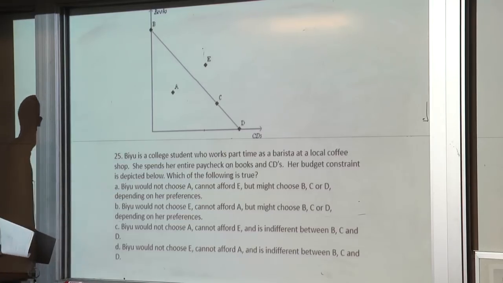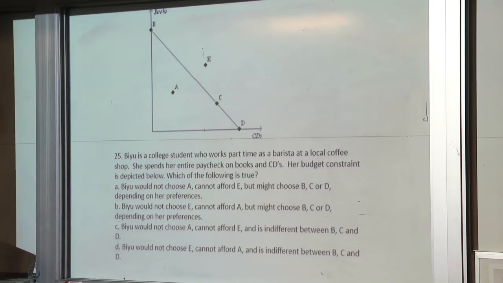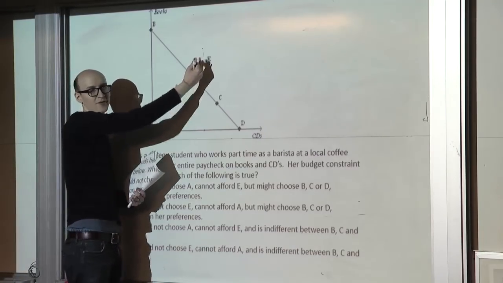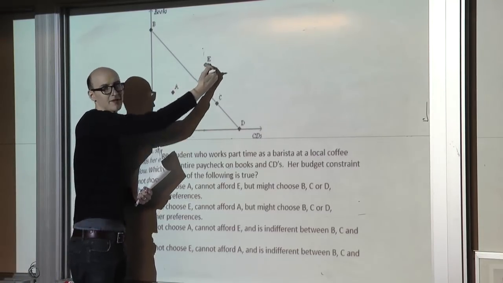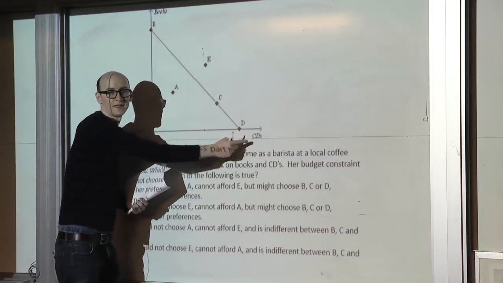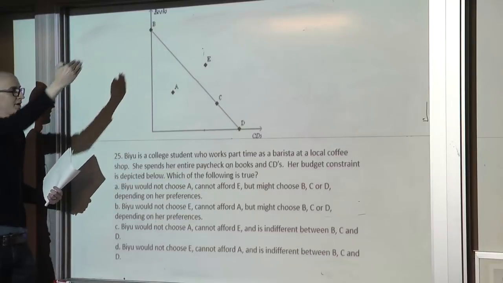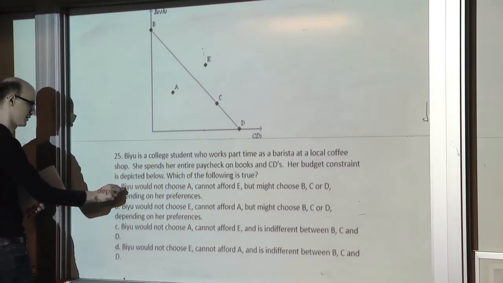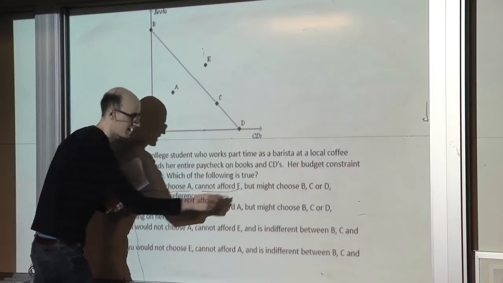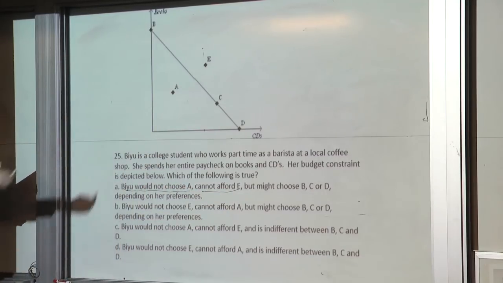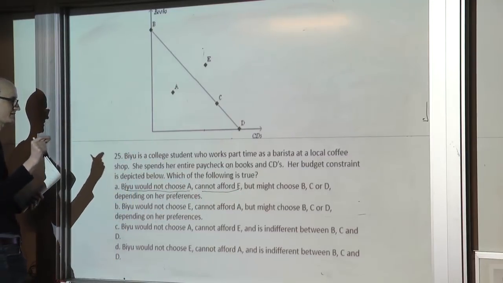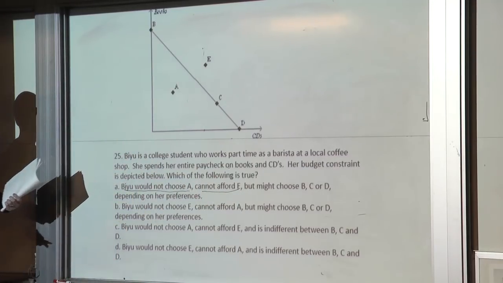So A says Bayou would not choose A, cannot afford E. So how about point E? E is outside of her budget constraint, which means she doesn't have enough income to purchase that many books and CDs, right? So this part's true. She wouldn't choose A. She cannot afford E. And now we just need to know if this part's right. Will she choose between B, C, or D, depending on her preferences, right?